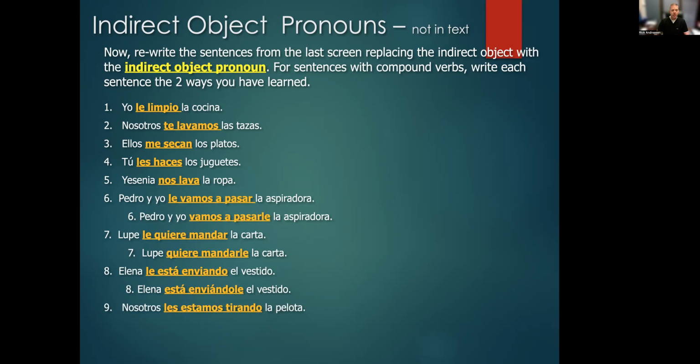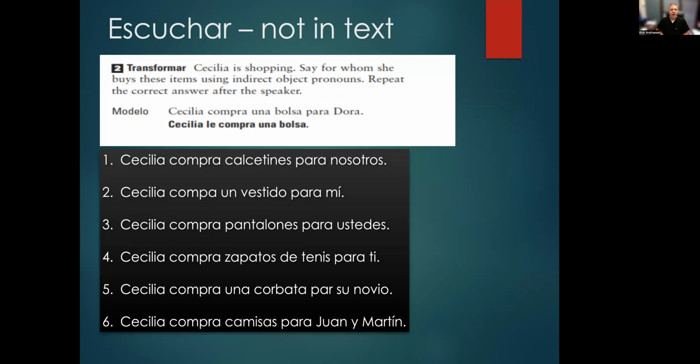Número 9, nosotros les estamos tirando la pelota, o nosotros estamos tirándoles, attached accent, la pelota. Y número 10, Javier nos mira las respuestas. All right, muy bien. Hope that went well. If not, pause, go back, and try it again. Okay, last slide. This one is transforming. Here are the instructions, and you will replace again that indirect object with the indirect object pronoun.